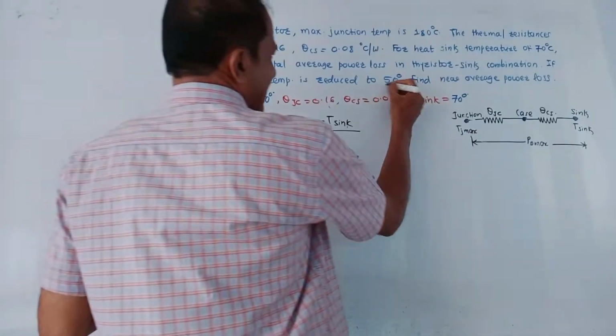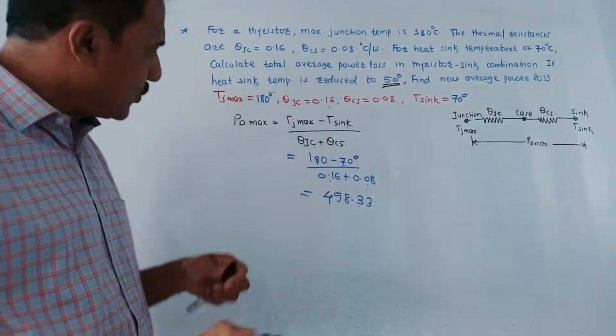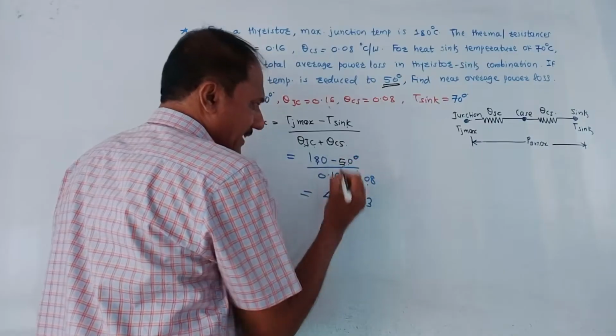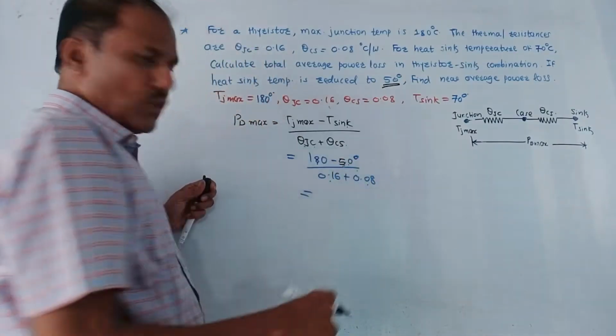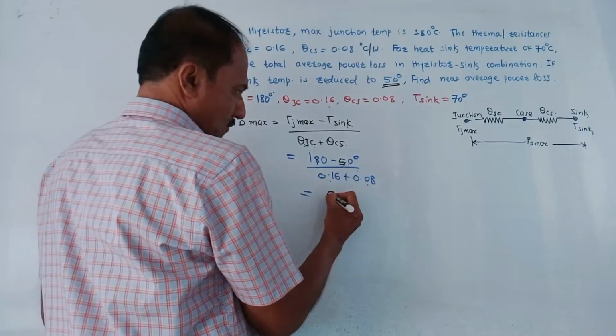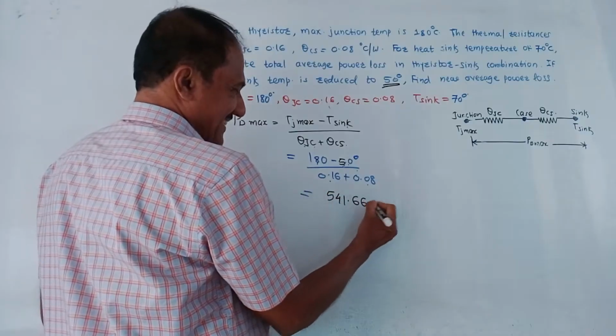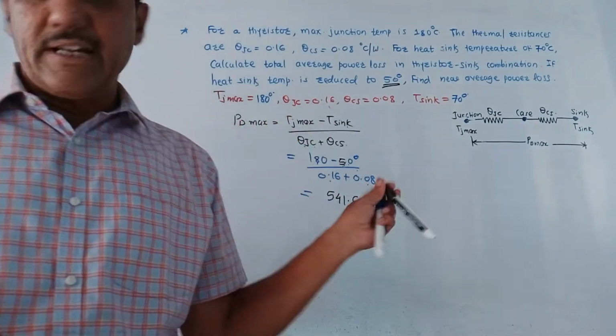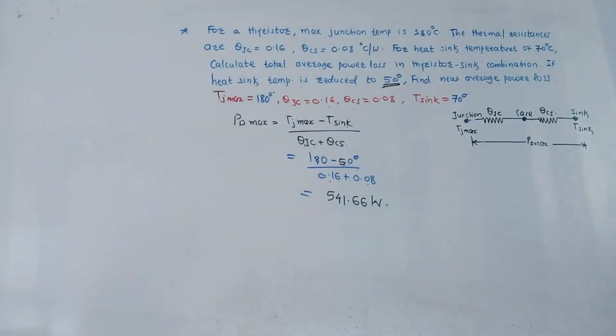In the second part, it is asked if the temperature is reduced to 50 degree. So simply make the change. Instead of 70 degree, it will be now 50 degree. So new answer will be 541.66 watt. This is the way to solve the numericals related to designing of heatsink.